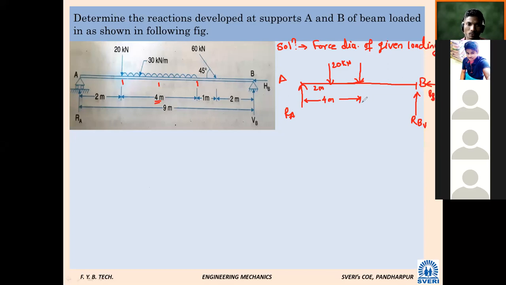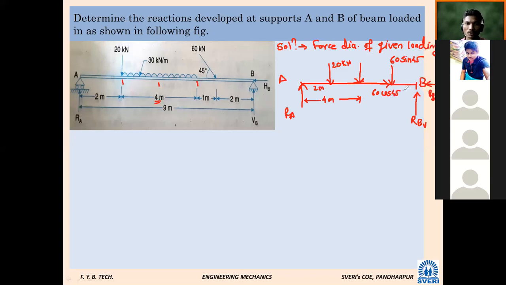From 4 meter from A, 60 kilonewton load. As it is an inclined one, we can convert it into one horizontal and one vertical component. What will be the vertical component of that force? 60 cos or sine? Vertical component, sine. 60 sin 45. Similarly here, direction you have to see carefully. Here that load is 60 cos 45.